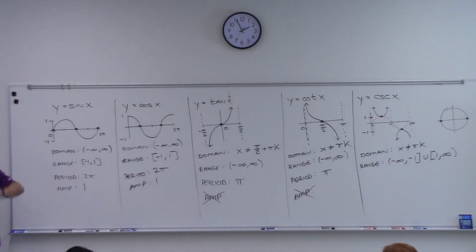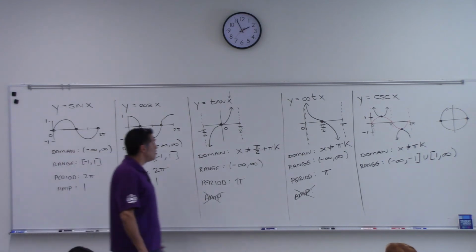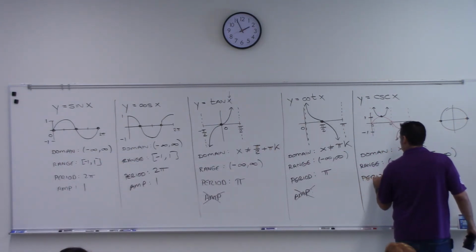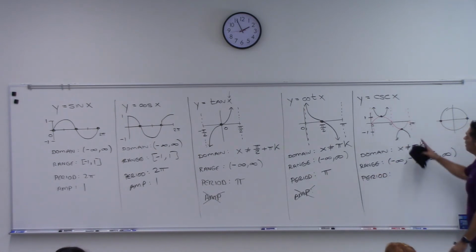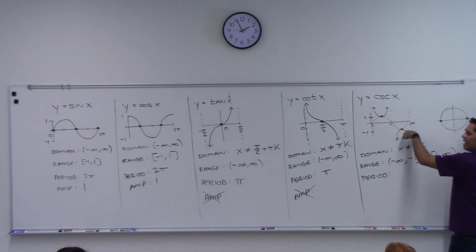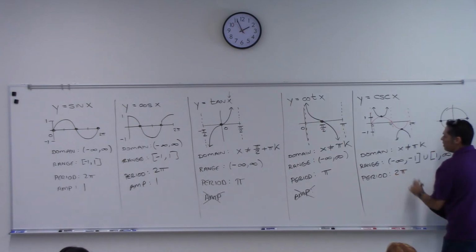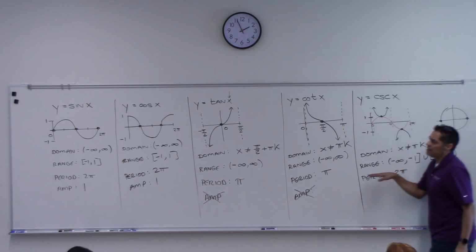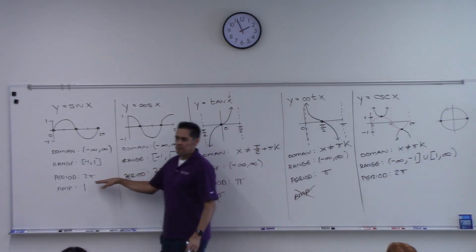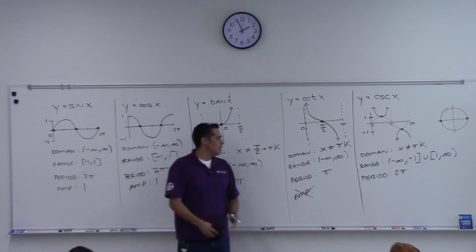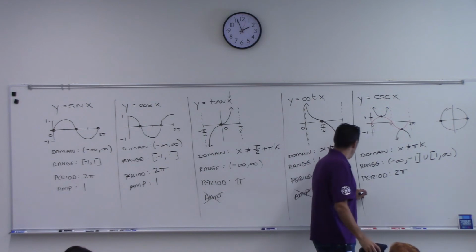We have one more function. So, period? Yes, it is periodic, because it'll go up and down, and then it'll repeat. Up and down, and then do it again. Up and down. Okay, so the period is still 2 pi. In other words, the period of cosecant is the same as the period of sine, because sine is what dictates what cosecant looks like. Amplitude, there is none.